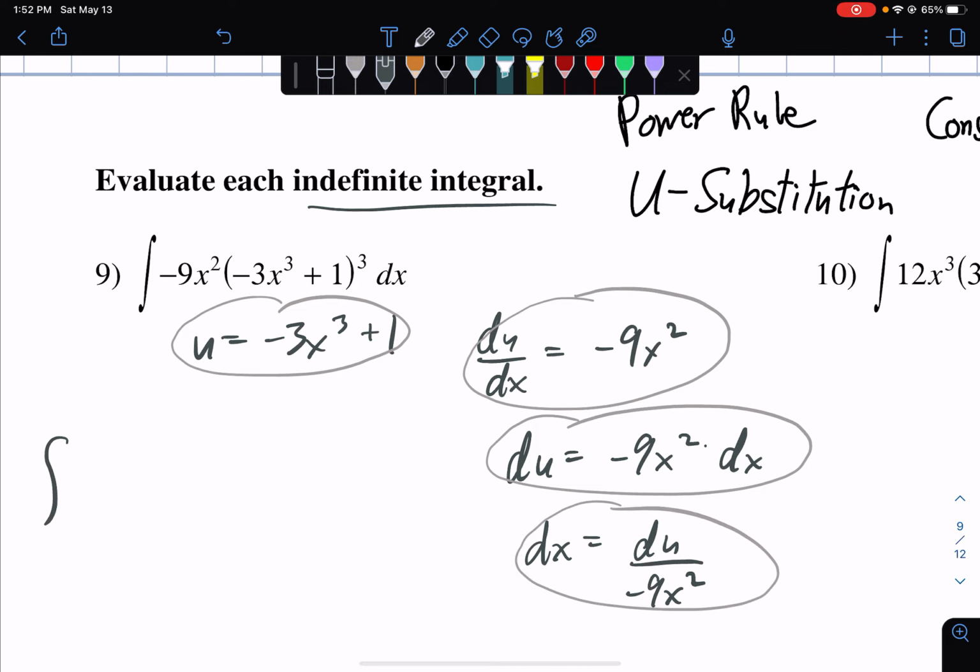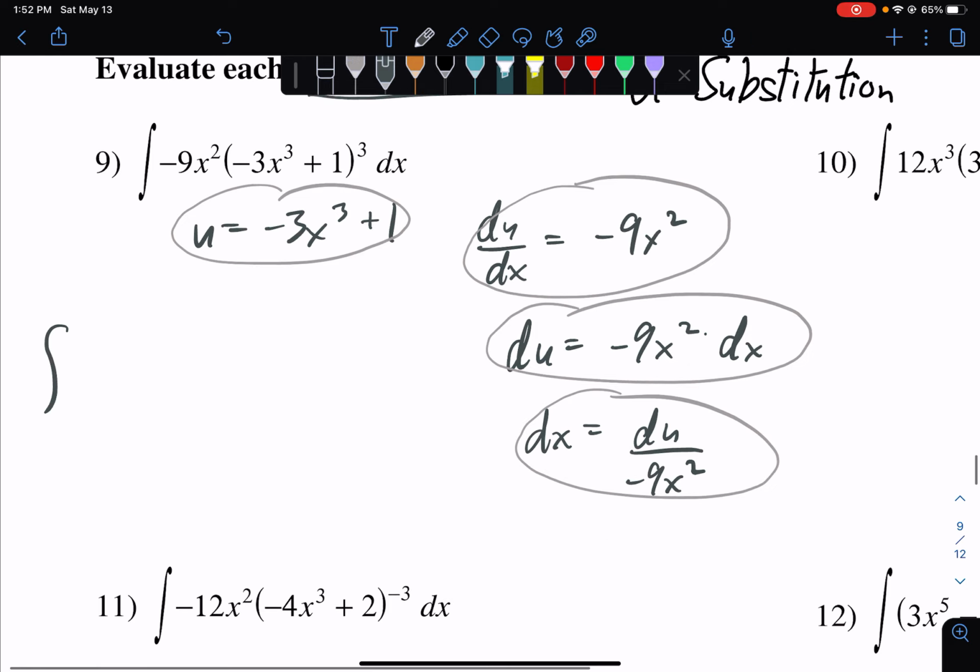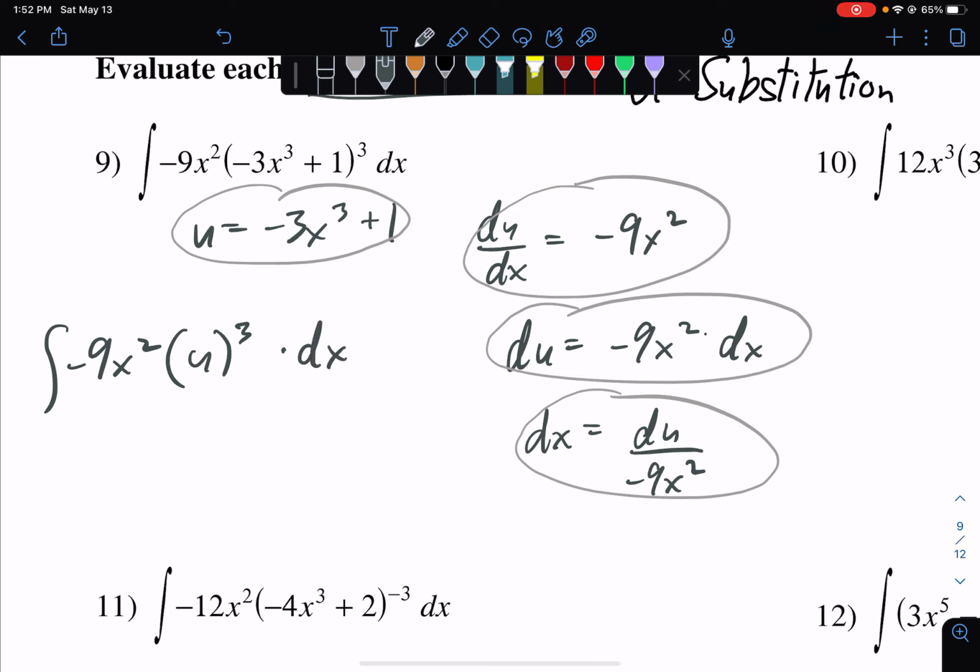Okay, let's substitute: the negative 9x raised to 2 times u raised to 3 times dx, such that dx is du over negative 9x raised to 2. So in that case, we could cancel something. That is that one, and then u raised to 3 times du.